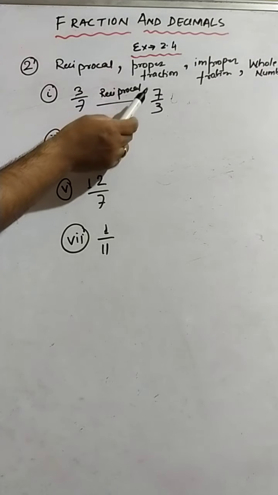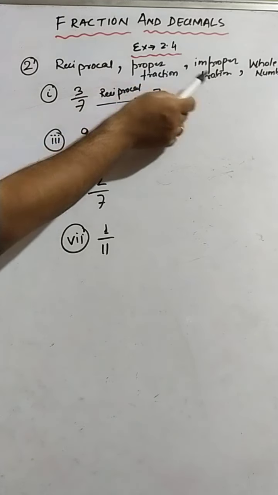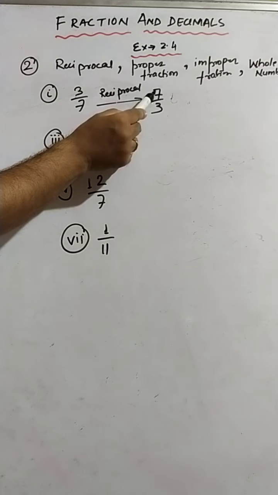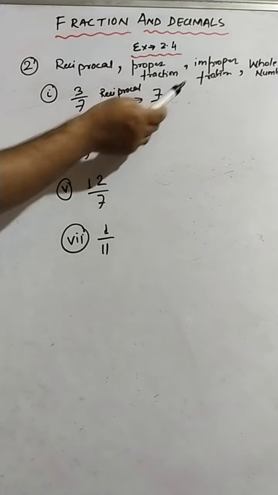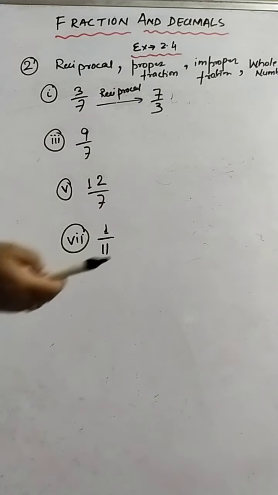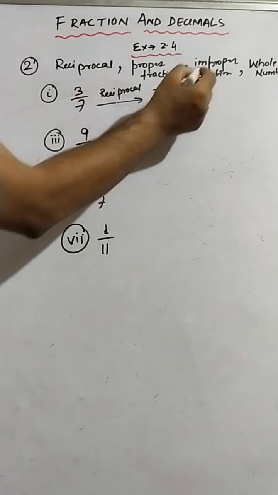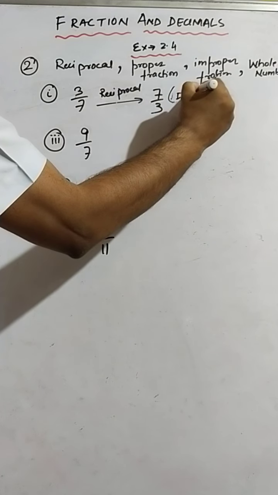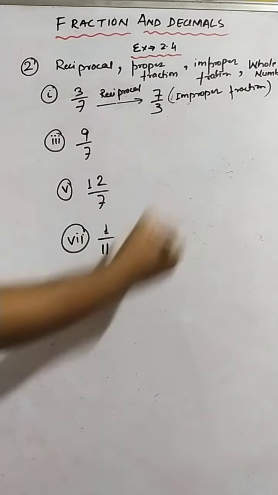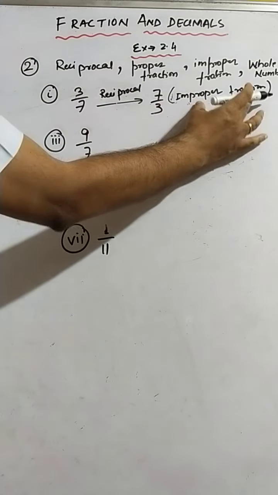As we know, a proper fraction is that fraction whose numerator is less than the denominator. That means numerator will be less, denominator will be larger. In an improper fraction, numerator will be larger and denominator will be smaller, and a whole number is when you get the denominator as 1. So in this case it is an improper fraction. So write improper fraction. So the reciprocal of 3 by 7 is 7 by 3, and 7 by 3 is considered an improper fraction.